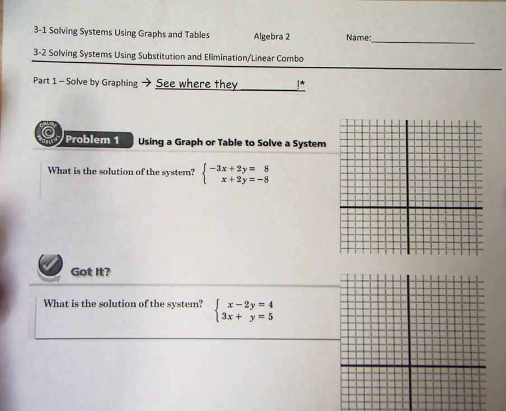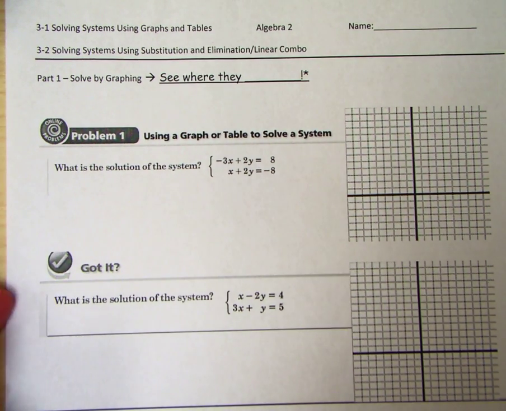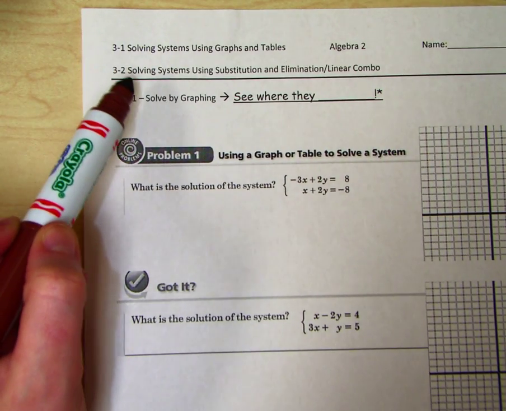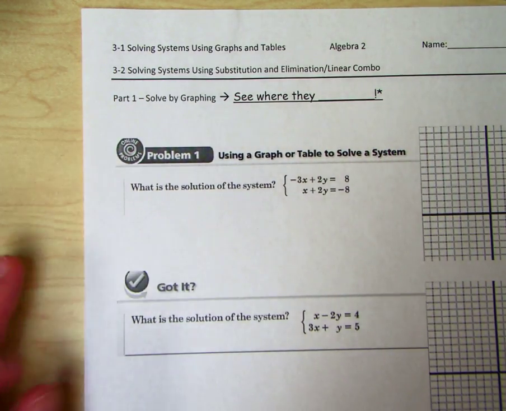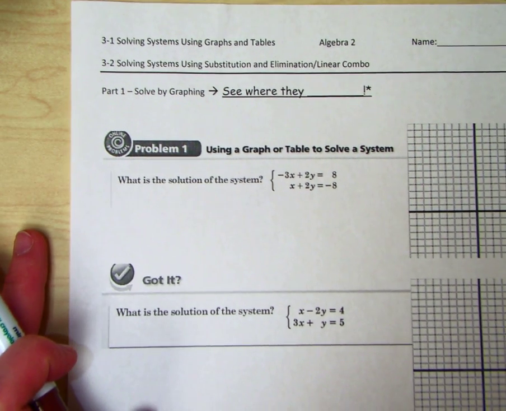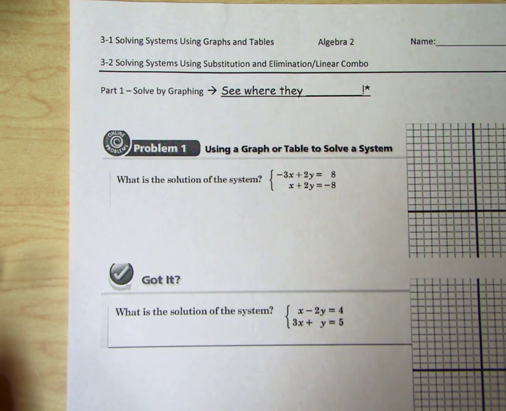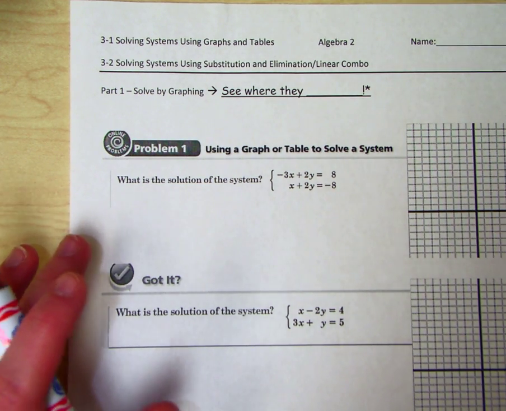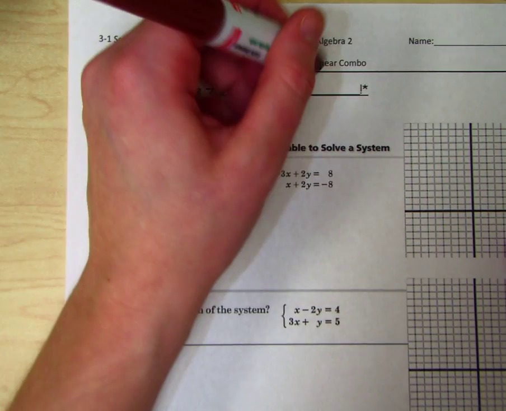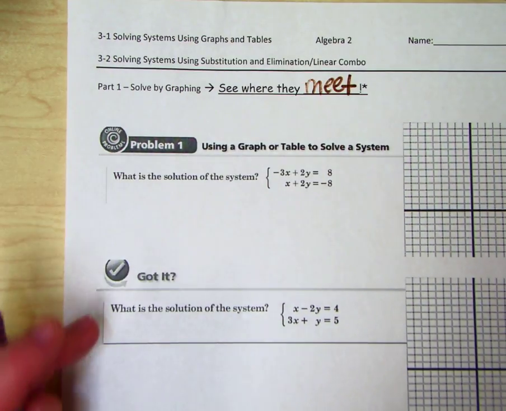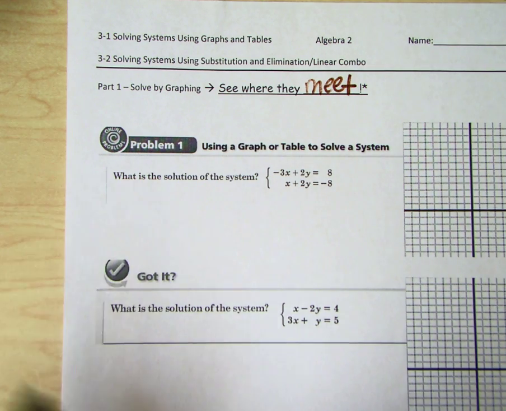Today you guys are going to learn how to, or review how to, solve systems by using graphs and tables, and then later you'll learn how to solve systems using substitution and linear combination. The first part today will be solving by graphing, and this is in section 3-1. Whenever you solve by graphing, you're going to see where they meet. A better word for that might be where they intersect.